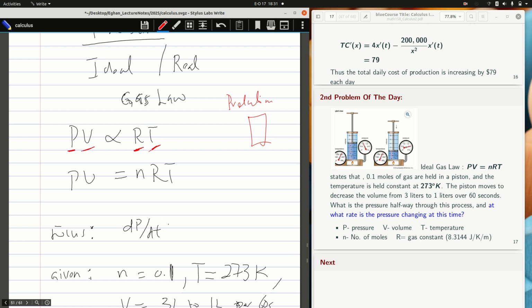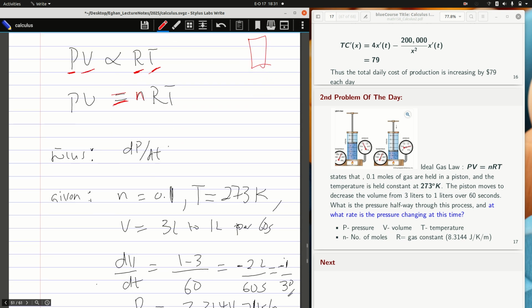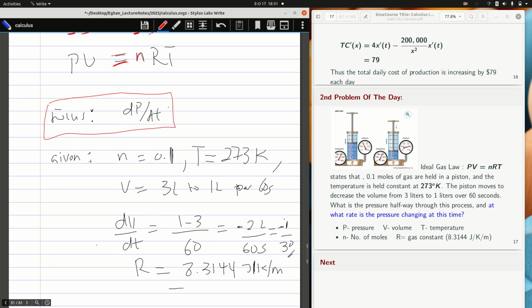If I take away the proportionality sign, I can have equal to, and then I introduce a constant of proportionality n. So you ask, so what is the focus? If you read the problem very well, the focus is to find the rate of change in pressure with respect to time. And what are the variables given? n was given, T is given, R is also given. These are obvious things, but what is not obvious is the V.